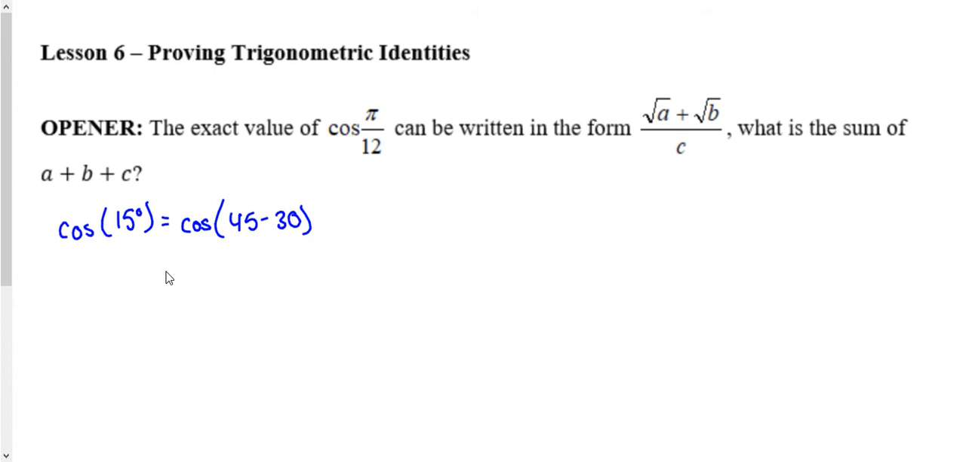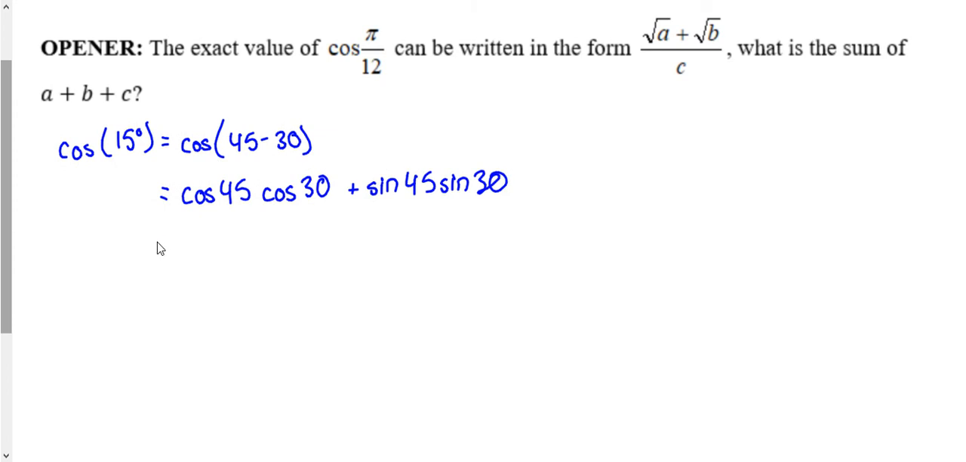If I have this set up, I'm going to quickly rewrite cos 45 minus 30 as cos 45 cos 30 plus sine 45 and sine 30. From here, I evaluate each individual trig function. Cos 45 is the same thing as root 2 over 2. Cos 30 is root 3 over 2. Plus sine 45, which is root 2 over 2, and sine 30 is 1/2.